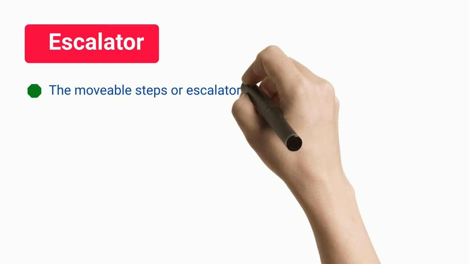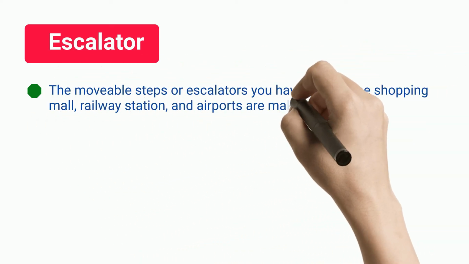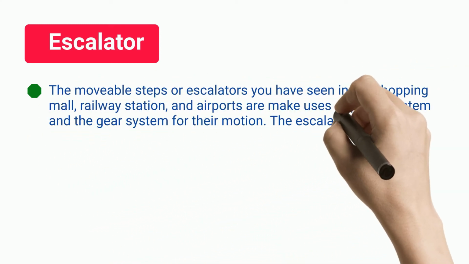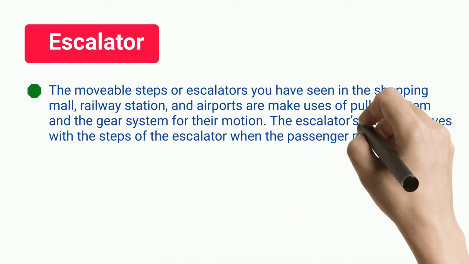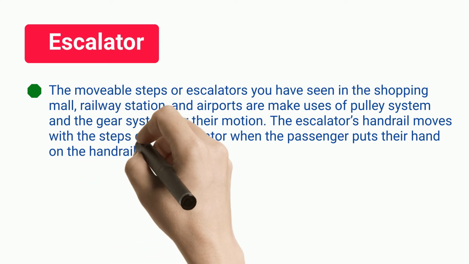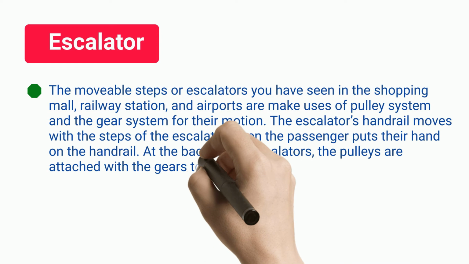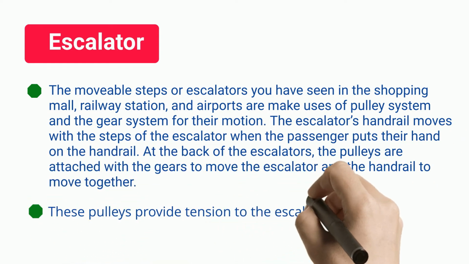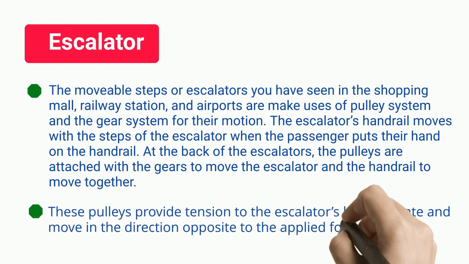Escalator. The movable steps or escalators you have seen in shopping malls, railway stations, and airports make use of the pulley system and the gear system for their motion. The escalator's handrail moves with the steps of the escalator when the passenger puts their hand on the handrail. At the back of the escalators, the pulleys are attached with the gears to move the escalator and the handrail together. These pulleys provide tension to the escalator's belt to rotate and move in the direction opposite to the applied force.